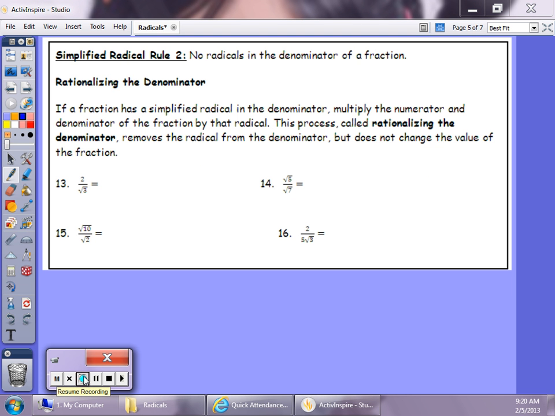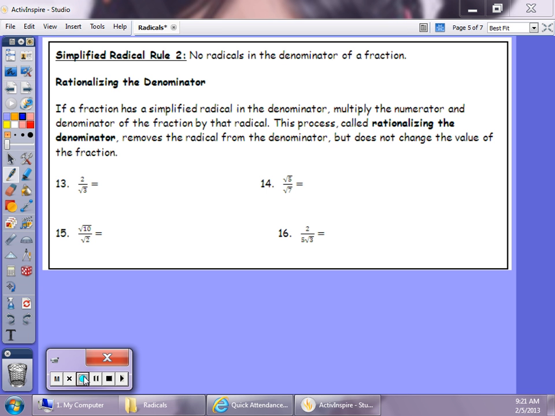Our second radical rule states that radicals in the denominator of a fraction are not correct math etiquette. So what we want to do is remove any radicals from the denominator of a fraction by doing what we call rationalizing the denominator. So if a fraction has a simplified radical in the denominator, we're simply going to multiply the numerator and denominator of the fraction by that radical. This process, called rationalizing the denominator, helps us remove the radical from the denominator, but doesn't actually change the value of the fraction.